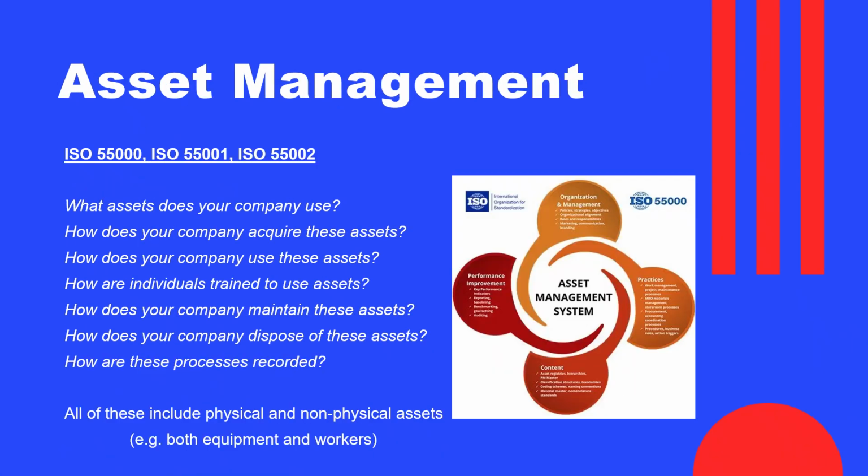Asset management, ISO 55000, 55001, and 55002. All of these have to do with how a company manages the assets that they have, how they're acquired, how they're used, how individuals are trained to use them, how they're maintained, and finally how they're disposed of at the end. It's important to note that this includes not just physical assets like machines and equipment, but also workers, as they are an important part of maintaining sustainability. It's also important that all of these processes are recorded and can be audited if necessary.